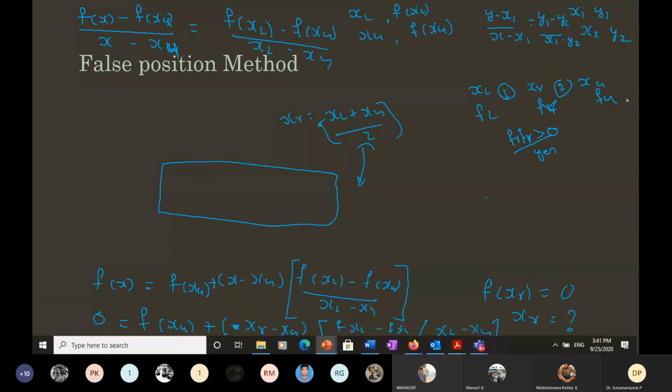Anyone? No, there's a 50-50 chance that you'll get an answer correct, because there's only two options. Which half has the root? If you're checking this, you want to proceed with only one bracket, right? So to make that decision about which bracket to keep and which bracket to lose, you are comparing the sign of this with the sign of that: FR times FL, or FL times FR.